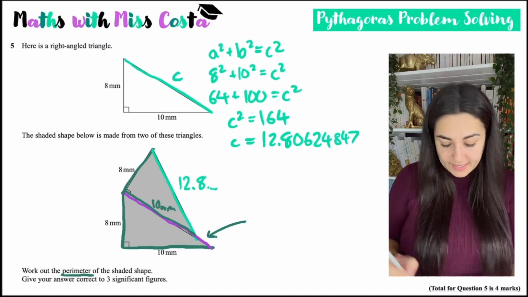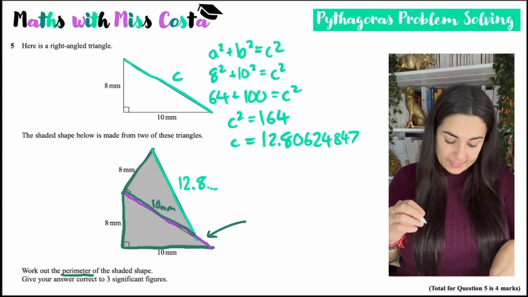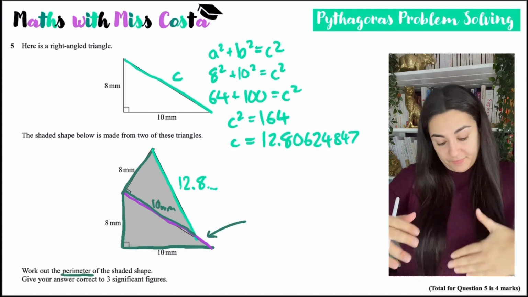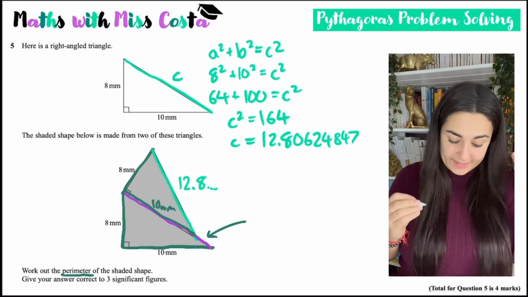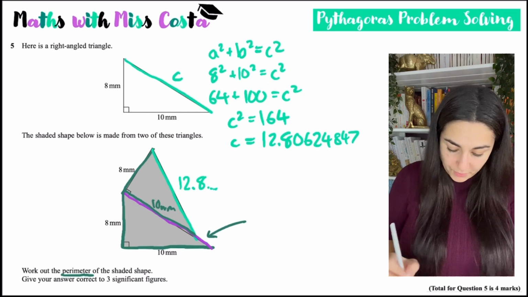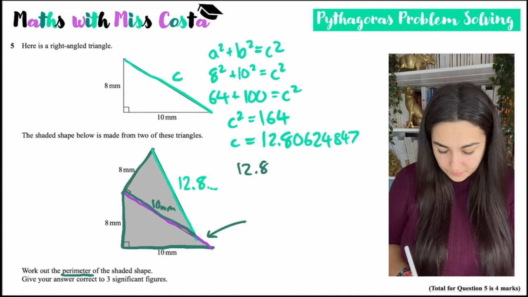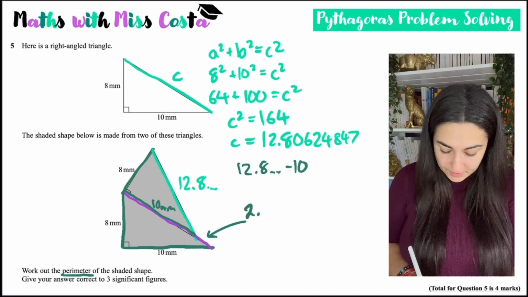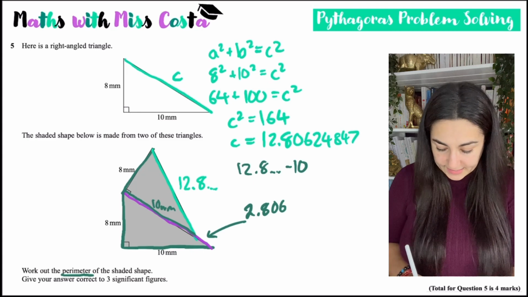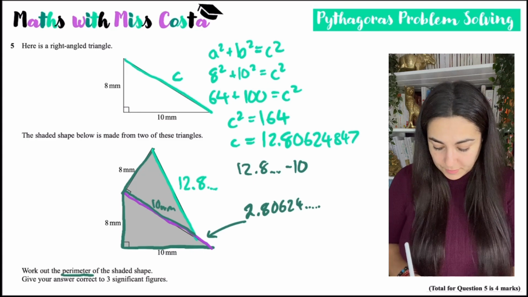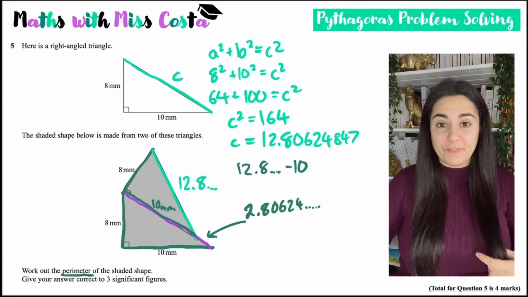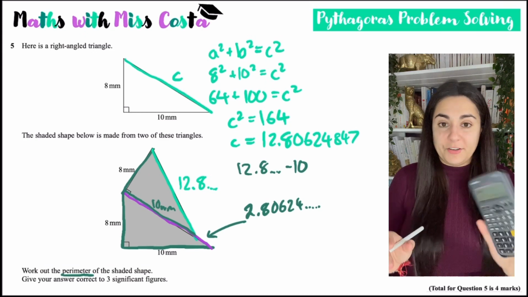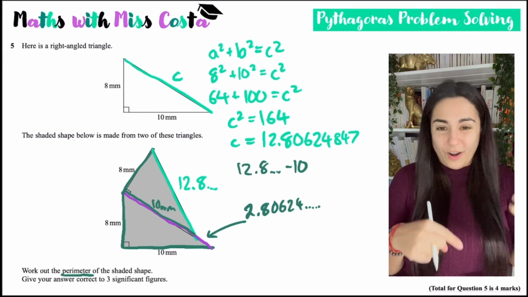So if I've worked out that the hypotenuse of the triangle, the pink line, is 12.8, and the base of this slanted triangle is 10, then I just do 12.80624847, take away 10, which leaves me with 2.80624. It helps to just have that. If you don't know how to save it into your calculator, you just write it out manually.